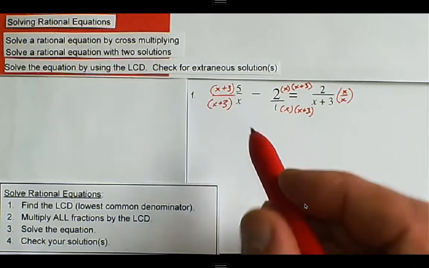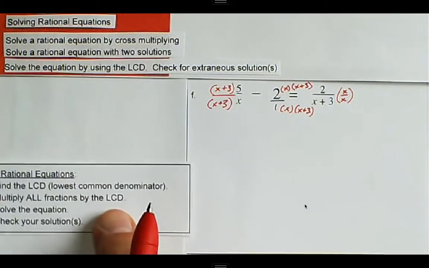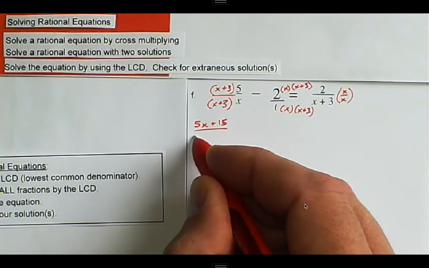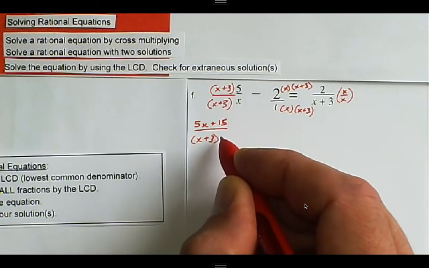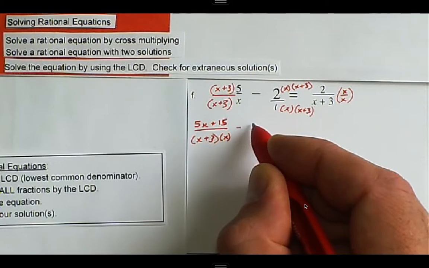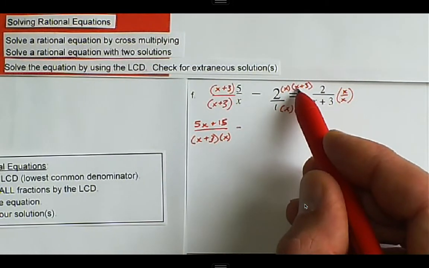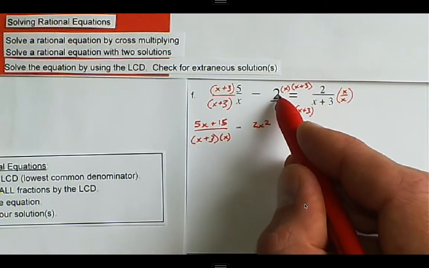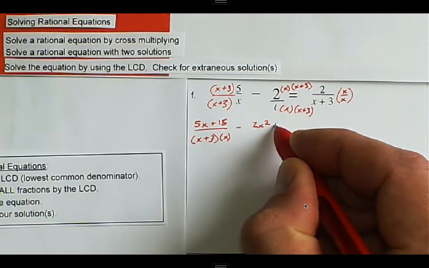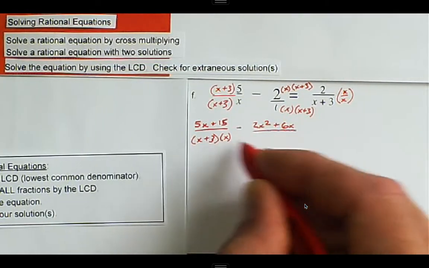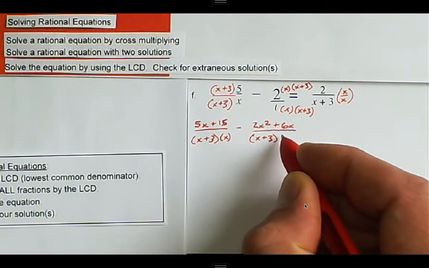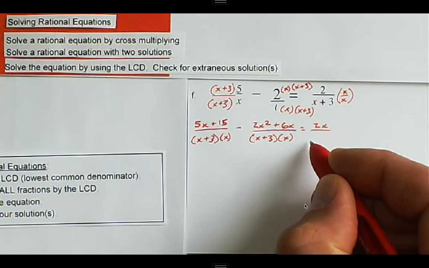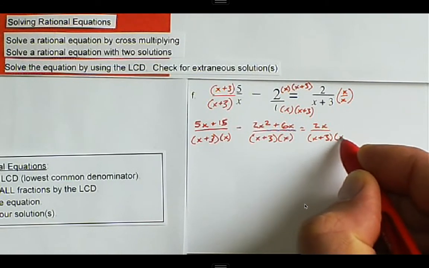And what we're going to end up with in the numerator here, we're going to get 5x plus 15 over, in the denominator, I'm just going to leave it as the 2x plus 3 times x, and then minus, we're going to have to do this multiplication, so we get x squared times 2 is going to be 2x squared, and 3x times 2 is going to be 6x, and then that is going to have the same denominator, which is going to be x plus 3 times x, and over here we're going to get 2x, and the denominator is going to be the same, which is going to be x plus 3 times x.